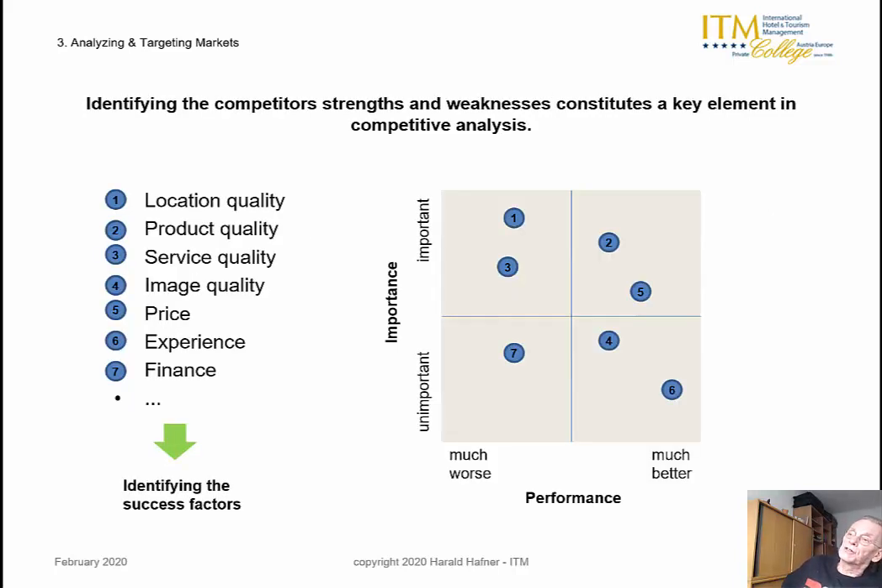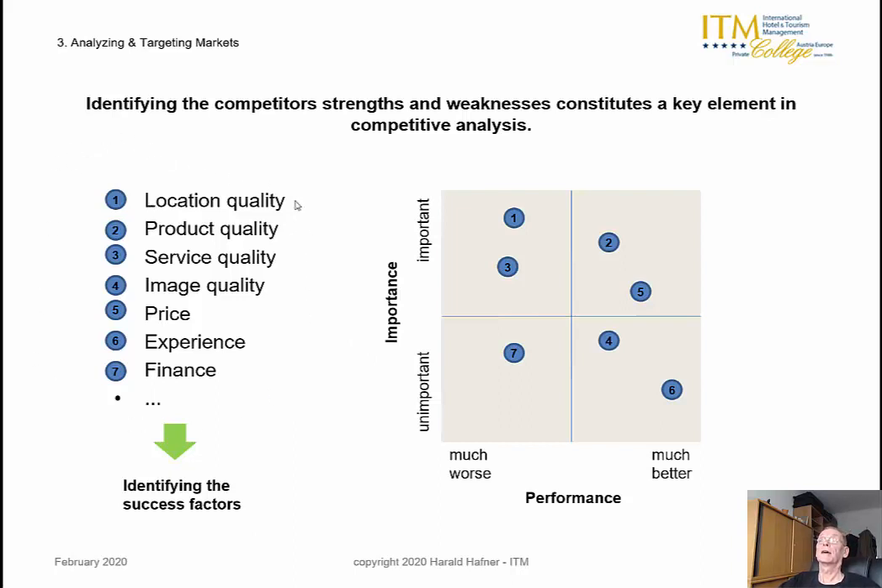When we've looked at the structural attractiveness, we can turn on to the next step and evaluate the competitor's strengths and weaknesses, which constitute a key element in a competitive analysis. You would start out with such an analysis by identifying the success factors. Each industry has different success factors which companies rely on. In our case, there's a hypothetical example for a hotel.